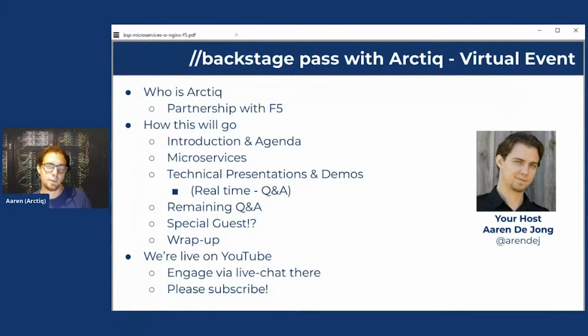Who is Arctiq? We're a services-focused organization in Canada, focused on everything on the bleeding edge of cloud native. We work a lot with Kubernetes, various clouds like Google and Azure, and we have a partnership with F5, which has also been a fruitful one. Much like we're partnered with other clouds and vendors such as Red Hat and HashiCorp, we're also partnered with F5, and they help us focus around the networking space.